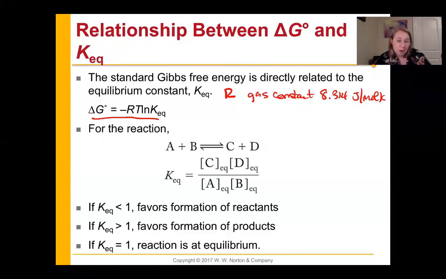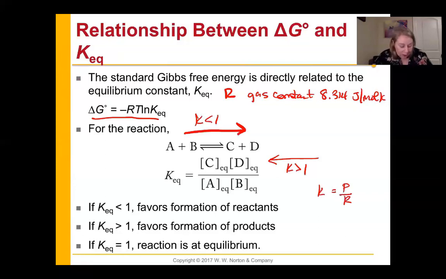If K is less than 1, we're going to favor formation of the reactants. If K is greater than 1, then we're going to favor formation of the products, because remember, K is products over reactants. So if K of equilibrium is greater than 1, what is that telling you?